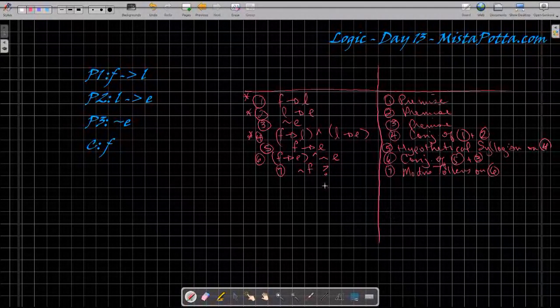This is a problem, though, because I've concluded that negation F must be true. But I'm trying to prove that F is true. I've proven that negation F is always going to be true. But I wanted to prove that F is true. And so that means if negation F is a statement that's always true, F must be a statement that is always false. And so that means that we're dealing with a contradiction.